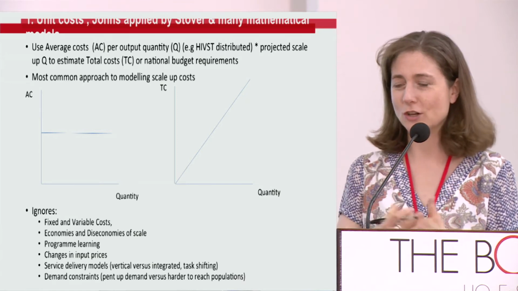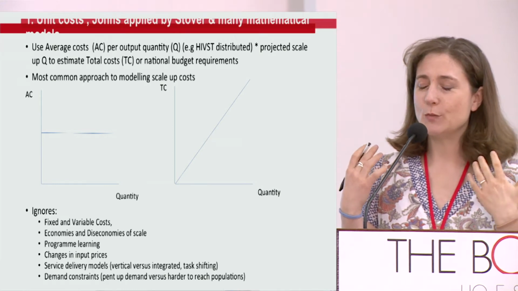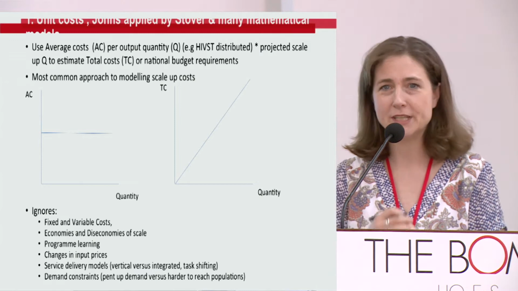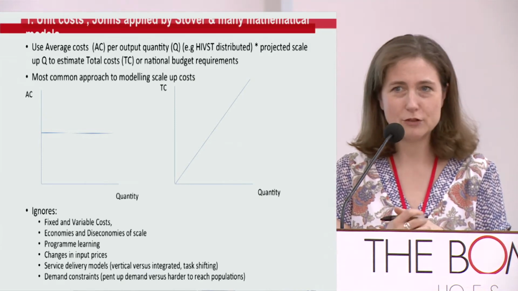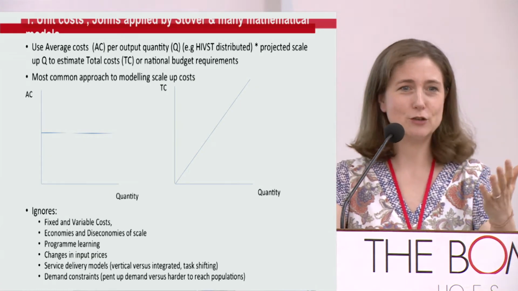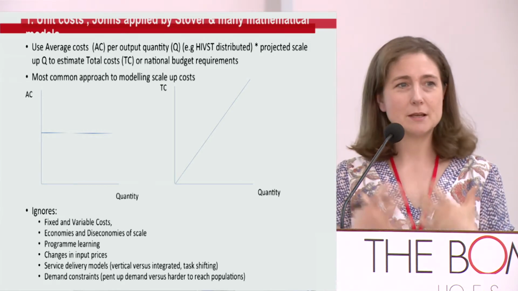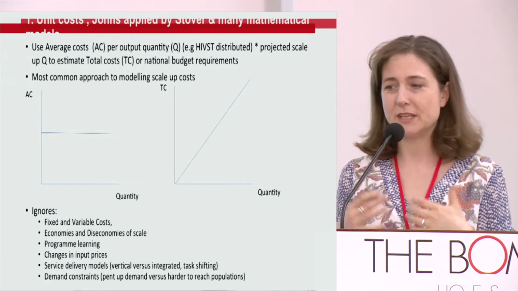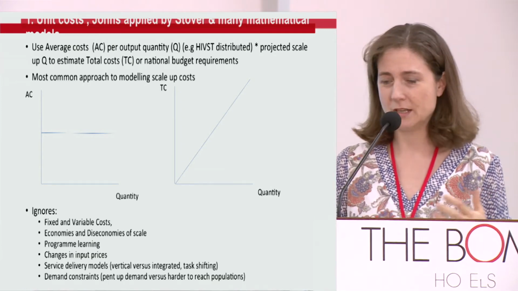Okay, so this is unit costs. Average costs are the most common input into cost effectiveness models, mathematical models, and so Valentina, these are the kind of costs that you use when you're doing your mathematical modeling. The assumption underlying that is that costs are constant, and so when you scale up to get your total costs, you just multiply that cost by the quantity.